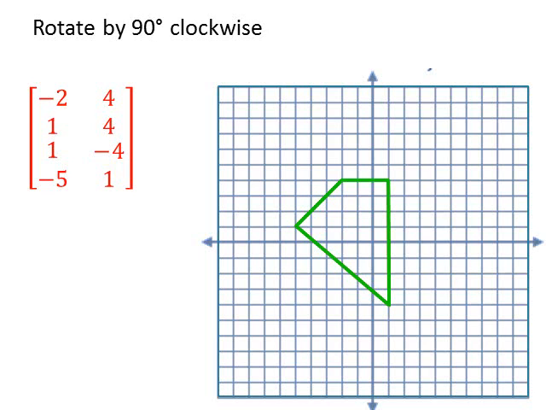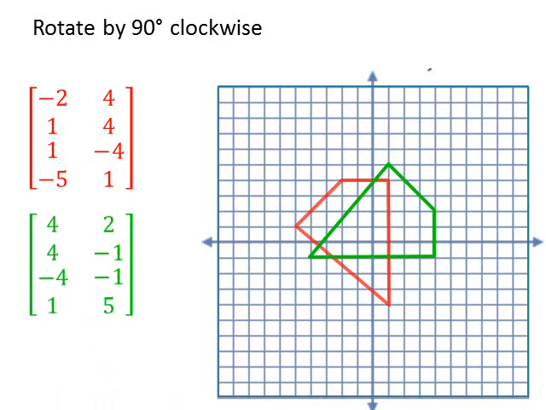So now we've had all the reflections we're going to see, and we've had one rotation that's of 180 degrees. But I'm going to do a different rotation. I'm going to do 90 degrees clockwise. So if we look at the shape, a 90-degree clockwise rotation looks like that. Okay, so now we have to figure out what the matrix is. So I write down the same points. In this case, I get 4, 2, 4, -1, -4, 1, and 1, 5. You can check those. They're the points of the green shape.